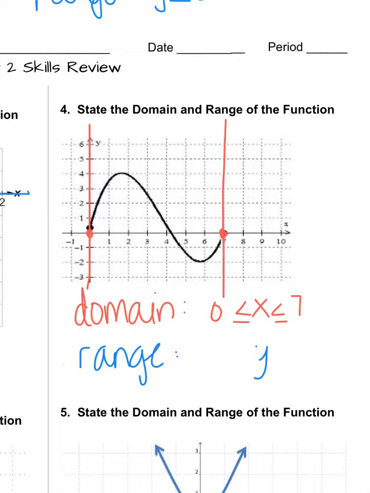Our range is our y values. Again, we start the same way. That's our least value on the y-axis to our highest value on the y-axis. So it goes from -2 to +4, and it can equal both.